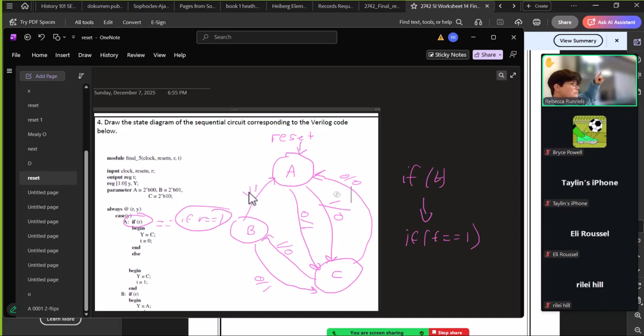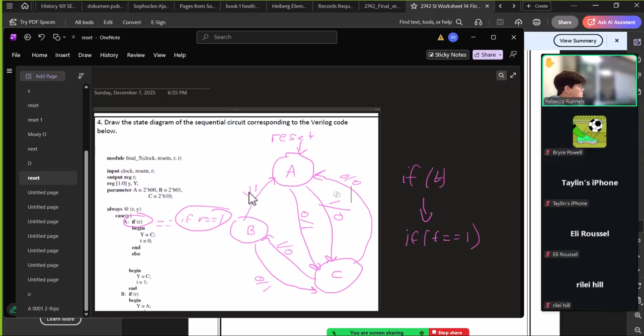If R begin Y equals C. So if it says if R, it means 1? Yes. She got it right there. But I was confused by the 0. That's the output. Oh, that's else. So if it's not 1, then it's 0. That's what I was confused about. All right, thank you.